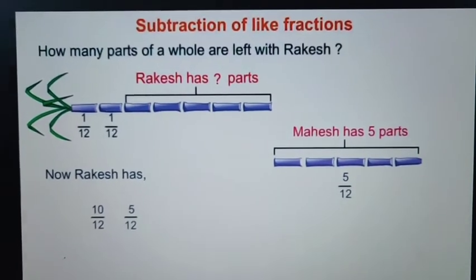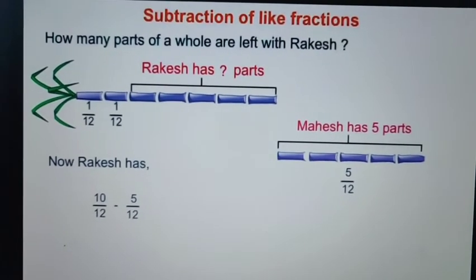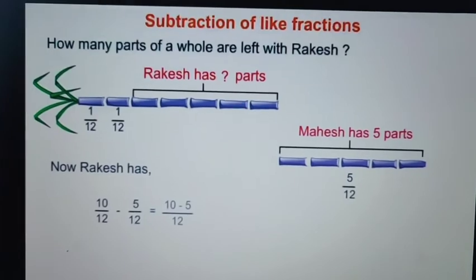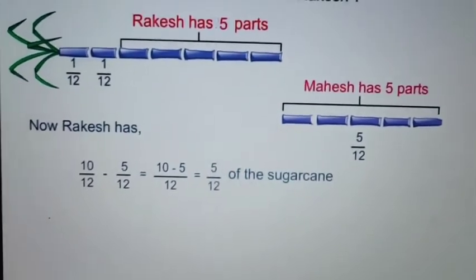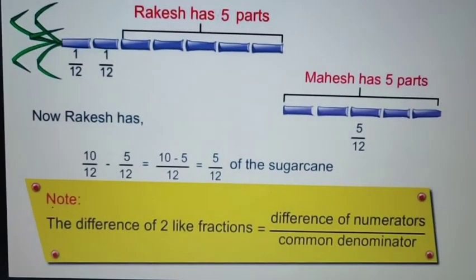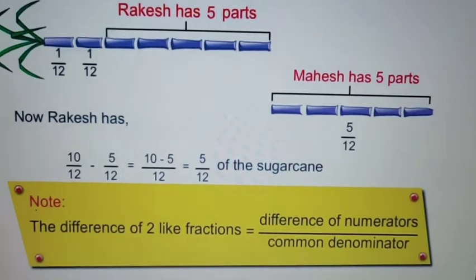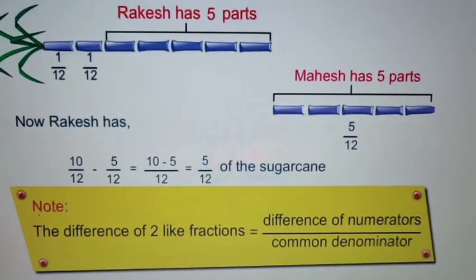Now, Rakesh has 10 by 12 minus 5 by 12. That is equal to 10 minus 5 by 12. That is equal to 5 by 12 of the sugarcane. Note that the difference of two like fractions is equal to the difference of the numerators divided by the common denominator.